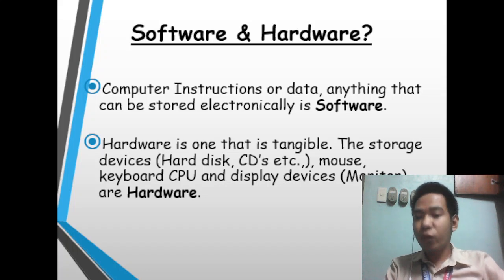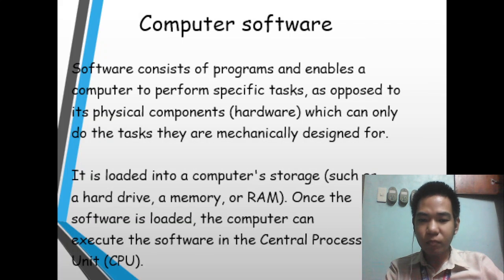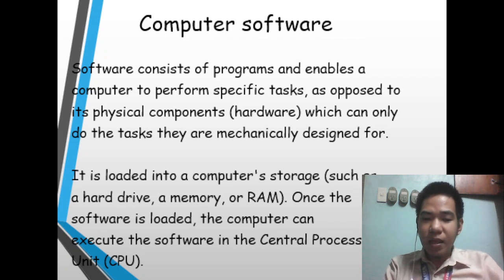Okay. And of course, that's the direct opposite of hardware. So hardware is actually tangible. That means that we can touch them. Examples of which are, of course, your keyboards, your monitors, your mouses, your speakers, your printers, and so on and so forth.